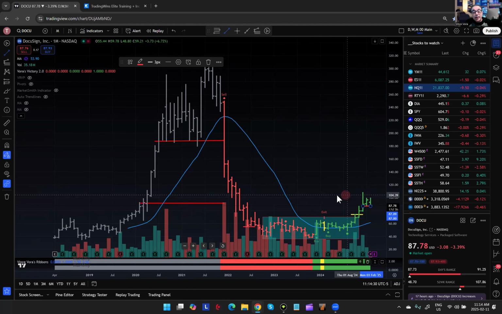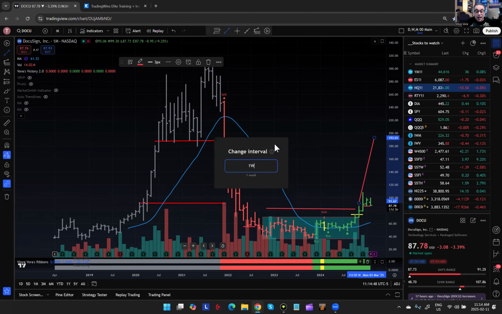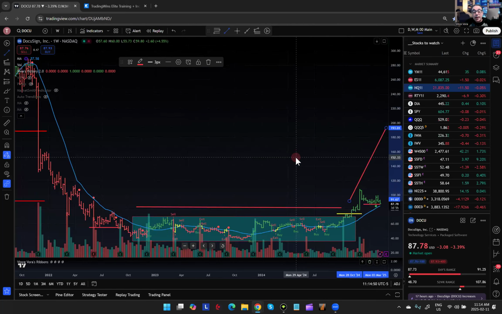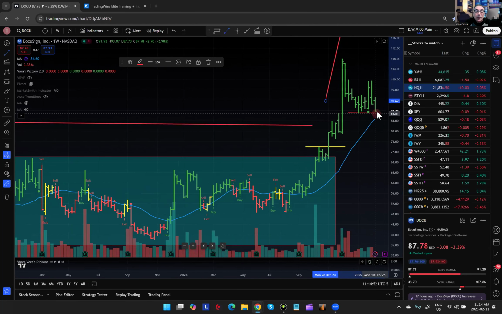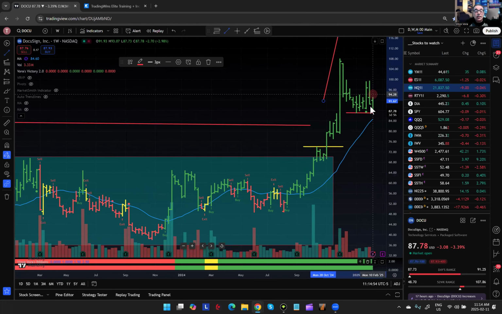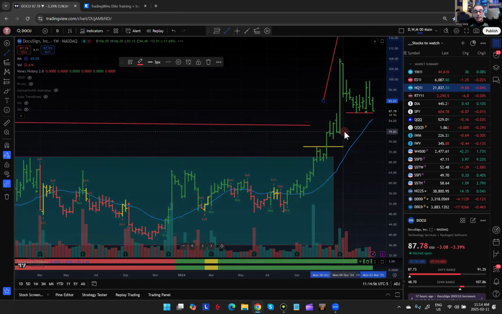So again, if we mark the length of this channel, from the start to the breakout point, we should have a move similar in size, which should at least take us to this level here that we had marked. Now we look at the weekly and it confirms that. So if this bounces here and gives us a long setup, I'd be interested in that.